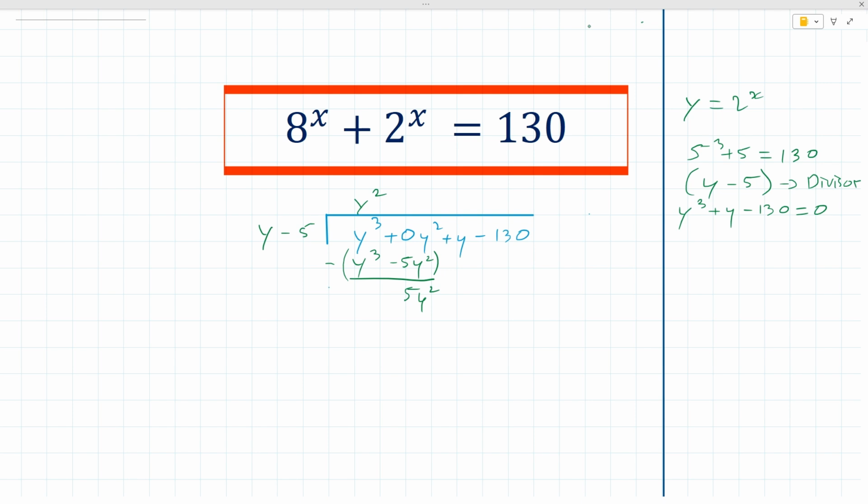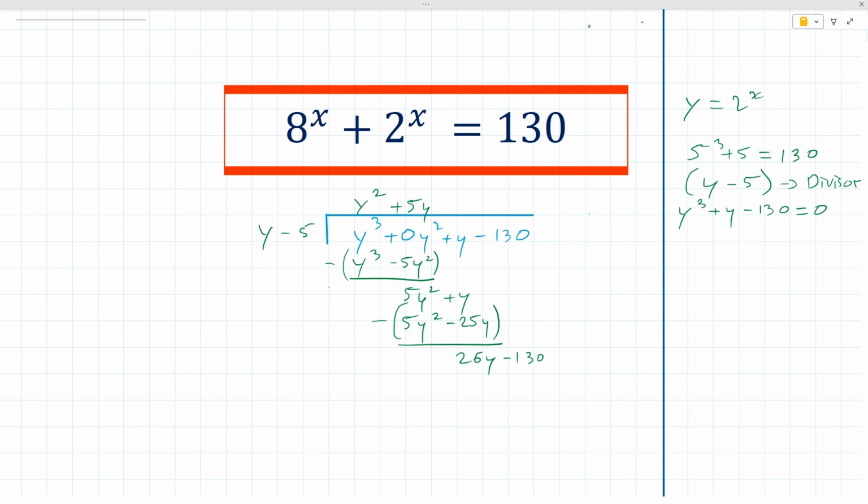And then we can drop the y down, so we'll drop the positive y down. And repeating this process, how many times does y fit into 5y squared? Well, it will go 5y times. So we're going to say 5y, and again, 5y times y is 5y squared, and 5y times negative 5 is negative 25y's. And so we subtract the first line from the second line. 5y squared minus 5y squared goes away, so we have a 0. And y minus 25y is positive 26y. And from this point, we need to drop the 130 down.